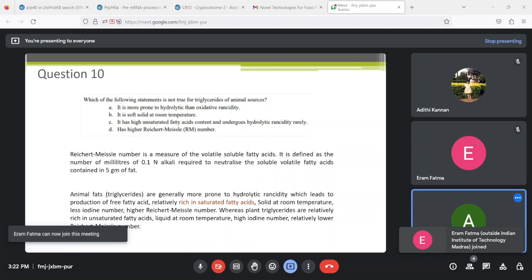So in contrast, plant triglycerides, also known as oil, are relatively rich in unsaturated fatty acid content. They are liquid at room temperature. They have a high iodine number and a relatively lower Reichert-Meissl number. So you can see animal fats and plant oils are completely different from one another.